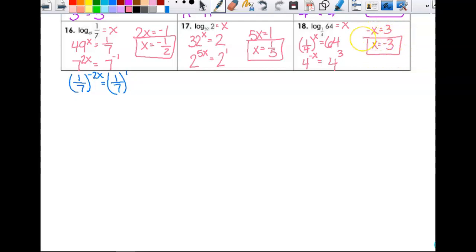Now, you could have used 2 as the base. When I made the key, for some reason, I used 2 as the base, but it doesn't really matter. So that gave me -2x equals 6. I still got x equals -3. Doesn't matter either way. Okay?